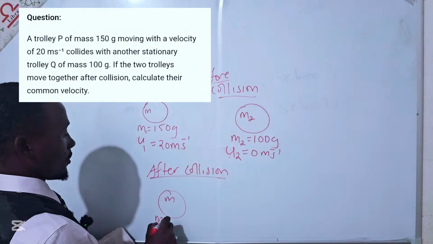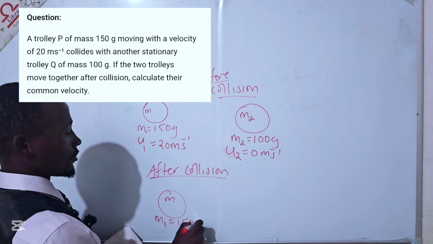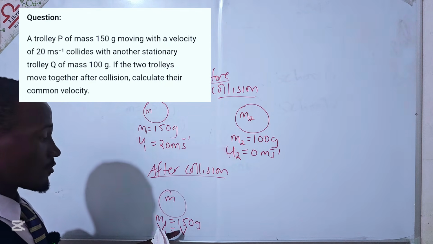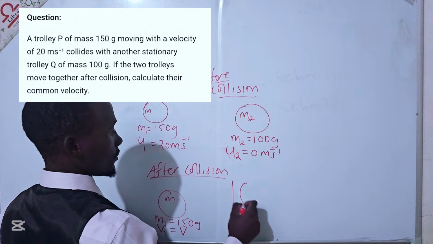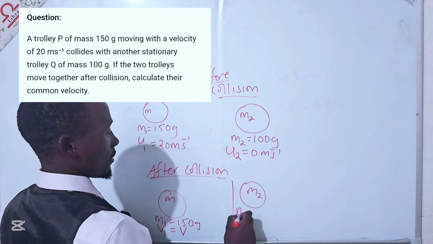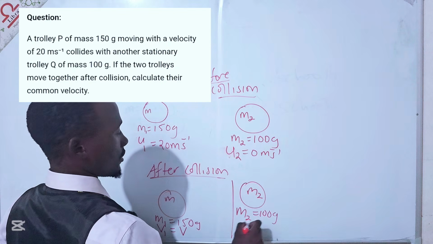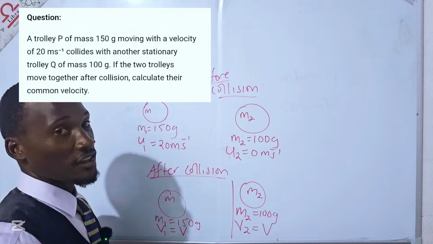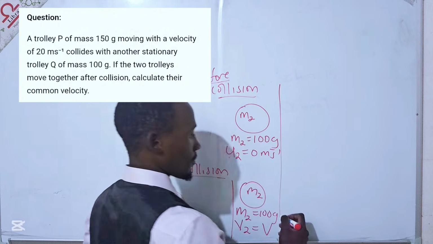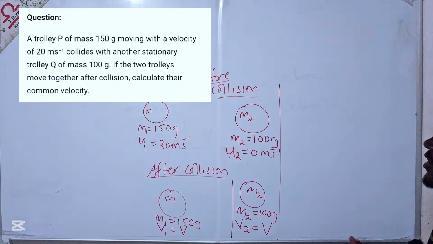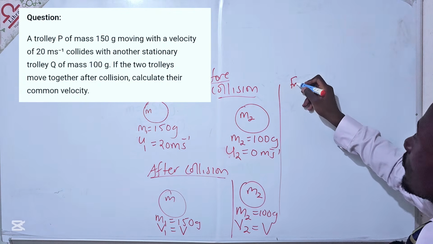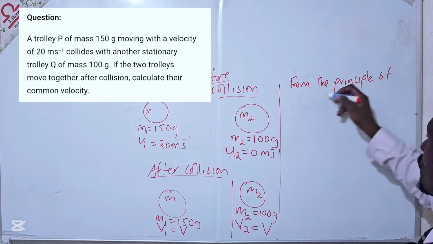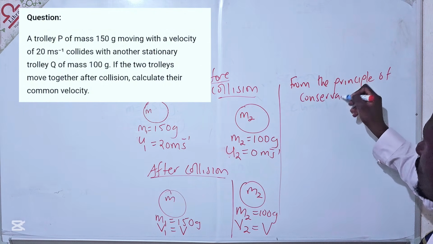So the same mass after collision, but the velocity of one, let's assume the velocity with which they move together is v. So for body 2 of mass 100 grams, let's assume that the velocity it moves with is also v. Now applying the principle of conservation of linear momentum.